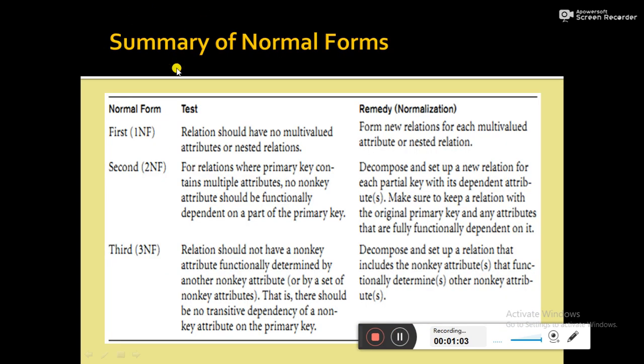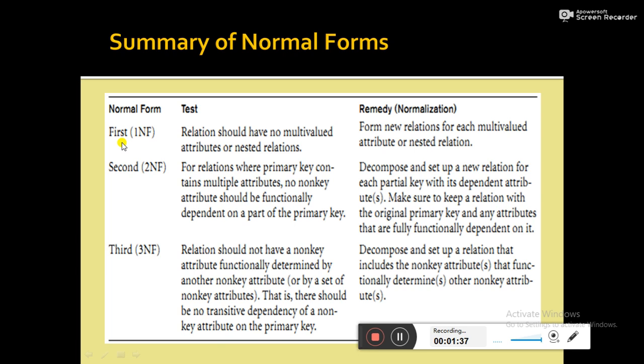So I will first recap the normal forms which I have already discussed. This is the summary of normal forms, and obviously this is the informal way of defining them. First, consider 1NF. A relation is in first normal form. How to check whether it is in 1NF or not? The test condition is that the relation should have no multi-valued attribute or nested relation.